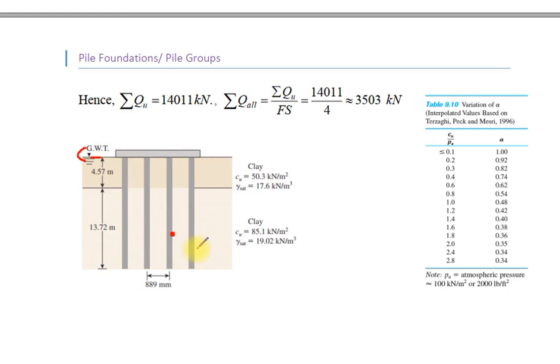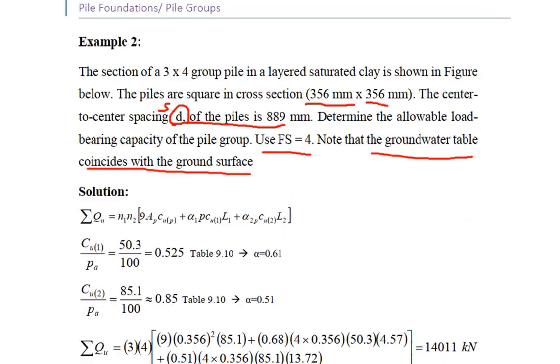There are two layers. The first layer is a clay layer with undrained cohesion equal to 50.3 kilonewton per square meter and gamma saturation equal to 70.6 kilonewton per cubic meter. The thickness of the first layer is 4.57 meters, and the second layer is clay with undrained cohesion equal to 85 and gamma saturation equal to 19.09. The distance from center to center is 889. This example was presented by Das in his book, 9th edition.